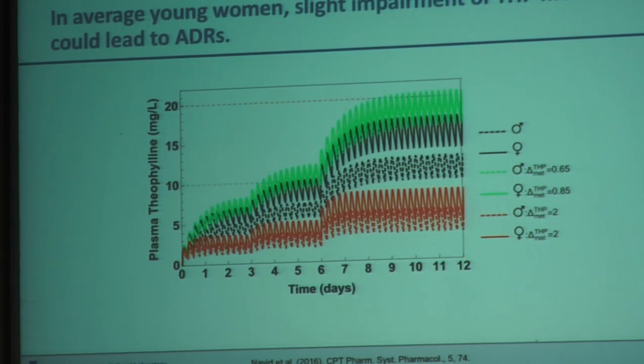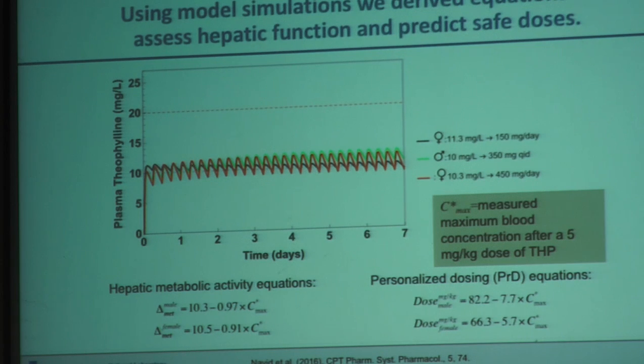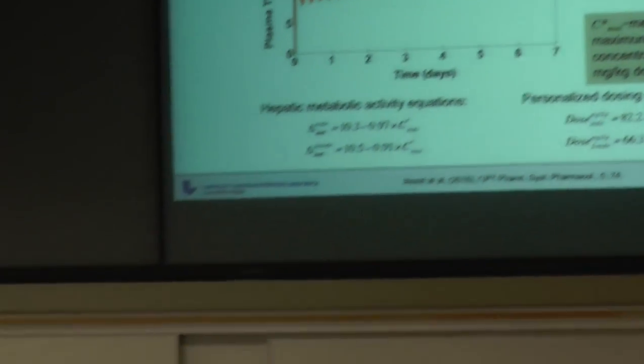So given this, one of the things we were then thinking about is, okay, is it possible for us to use our modeling to come up with some equations or some method for doctors to be able to predict a personalized dose for the patients? So what we came up with is a way where the doctor will give a patient a 5 milligram per kilogram of their weight dose of theophylline, and after 2 hours, they collect a blood sample and measure the concentration of theophylline in the blood. That would be this parameter here, C star max.